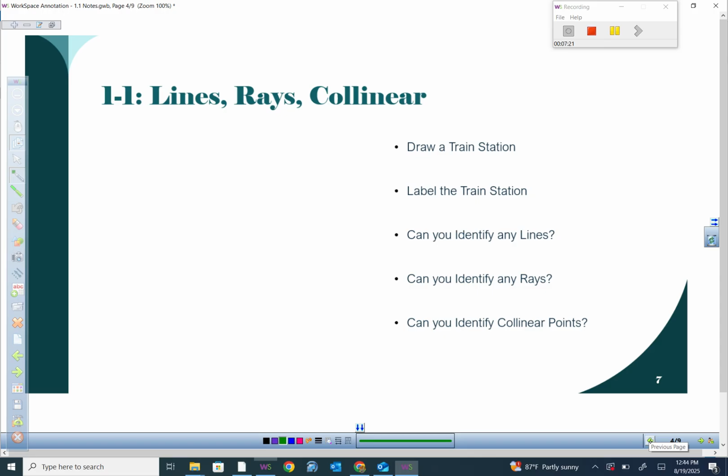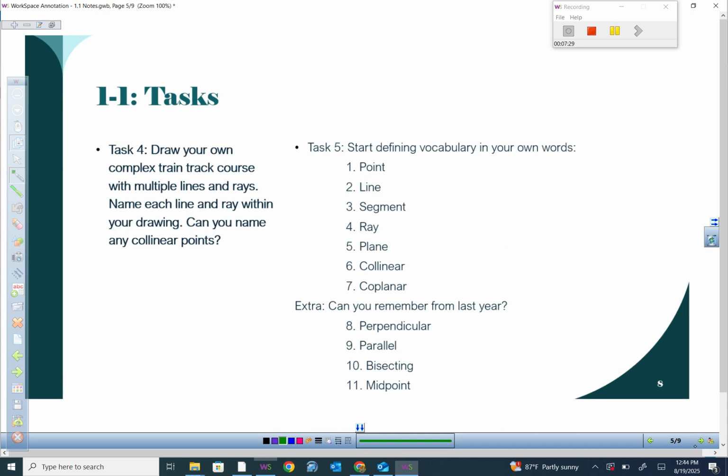Lines, rays, collinear. So I'm going to skip this for you guys. We're going to define vocabulary in your own words. So from what you just learned, what we just did, can you tell me what a point was? What's a line? What's a segment, ray, plane, collinear, coplanar? Can you remember what these meant? Last year: perpendicular, parallel, bisecting, midpoint. So pause the video. Let them go ahead and try to identify them.